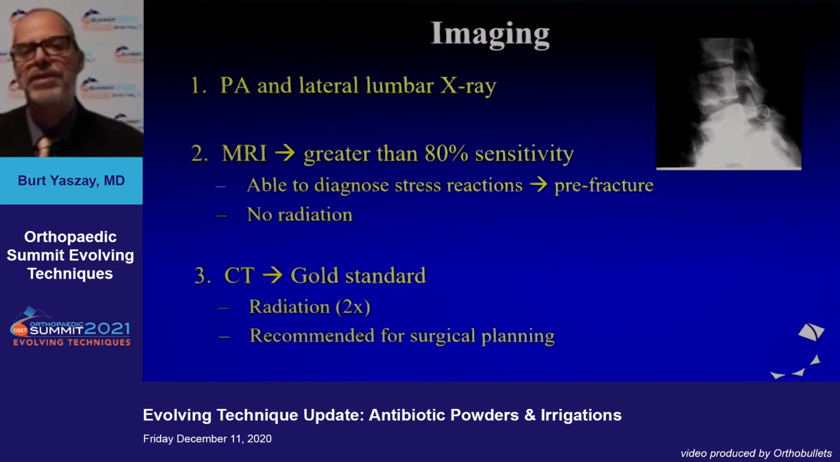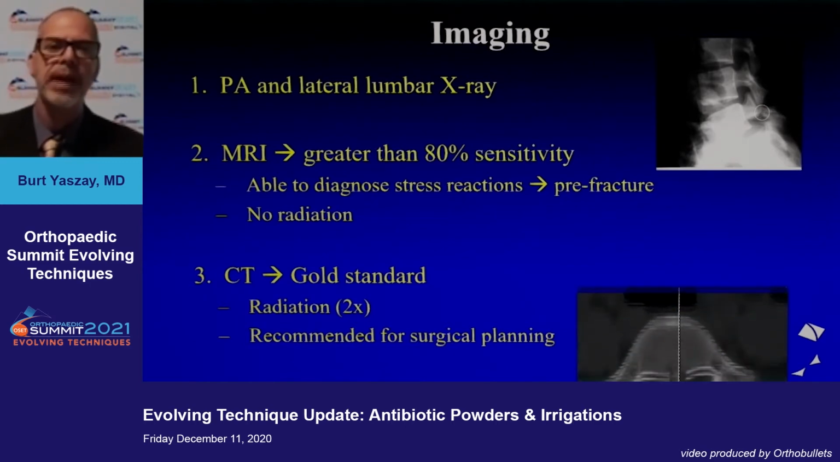So typically we start off with, obviously, PA and lateral lumbar X-rays. We're looking for that little circle there. For my subsequent imaging, if I don't see it on an X-ray, and if I am concerned enough for spondylolysis, I'll consider getting an MRI, which has greater than 80% sensitivity. It's also able to diagnose stress reactions, which are pre-fractures, and the advantage in this population of young patients is no radiation. So CT still remains the gold standard. Obviously, there's more radiation associated with it, and in my hands, that typically is done mostly for surgical planning.